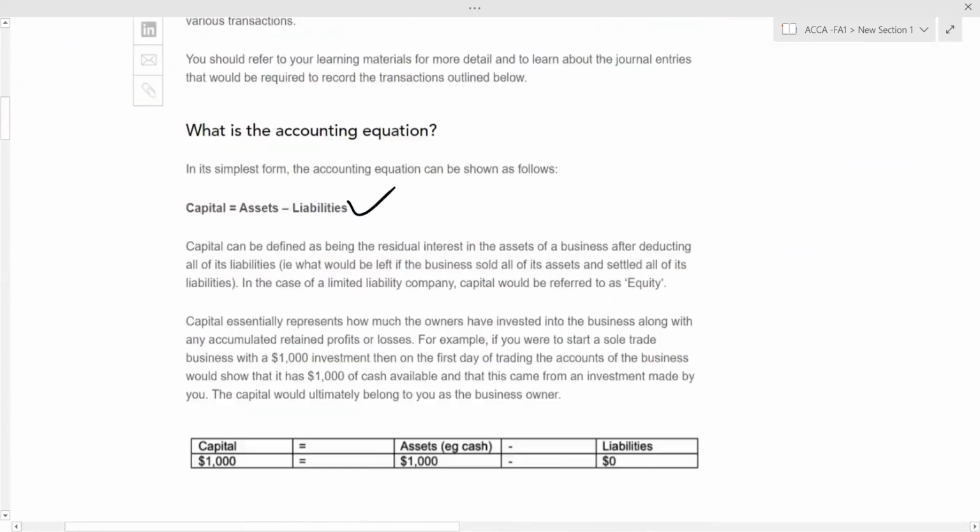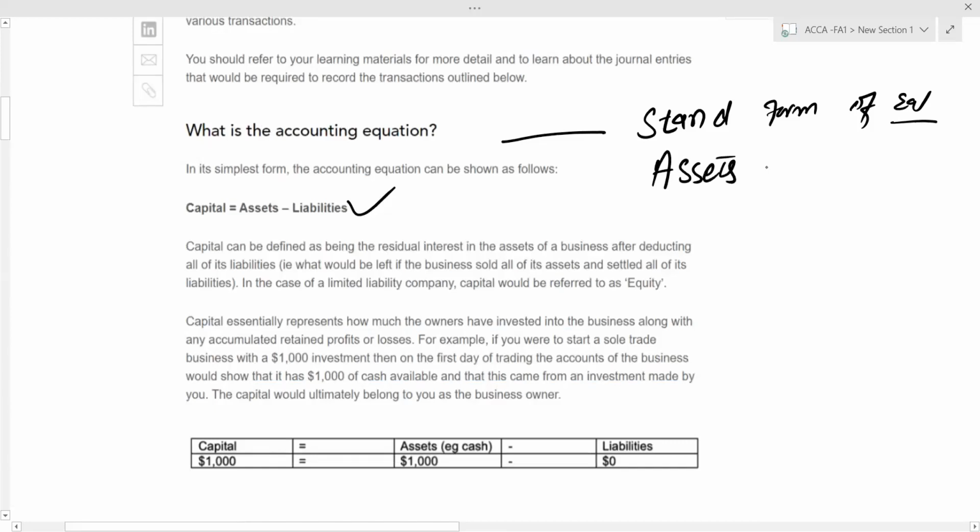So remember, what is the accounting equation? The accounting equation is capital is equal to assets minus liabilities. The standard form of the accounting equation is basically assets is equal to liabilities plus capital.